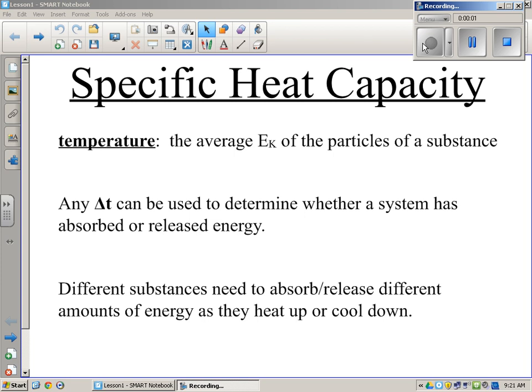First thing we're going to talk about here is specific heat capacity. Temperature is the average kinetic energy of the particles of a substance. As we know, temperature affects how fast particles move, and they have a certain energy associated with them. Any change in temperature can be used, basically delta T here, of course.